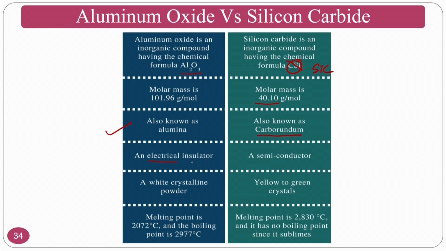Alumina is an electrical insulator, and silicon carbide is a semiconductor, with very low conductivity. That's why in many cases people are trying electric discharge machining of silicon carbide and other materials. Alumina is a white crystalline powder, while silicon carbide forms yellow to green crystals. The melting point and boiling point of alumina are 2072 and 2977 degrees respectively. The melting point of silicon carbide is 2830 degrees centigrade. It doesn't have a boiling point; it directly sublimates.